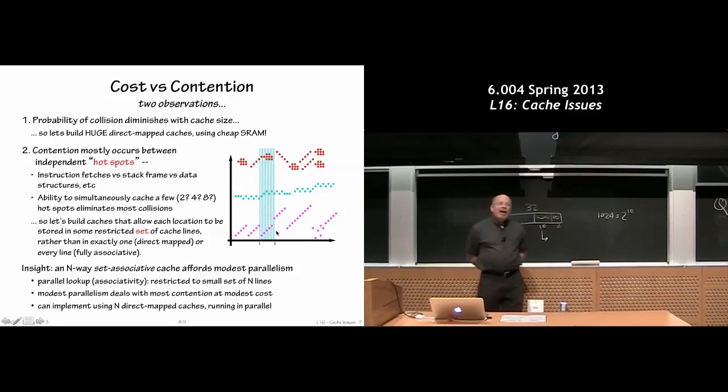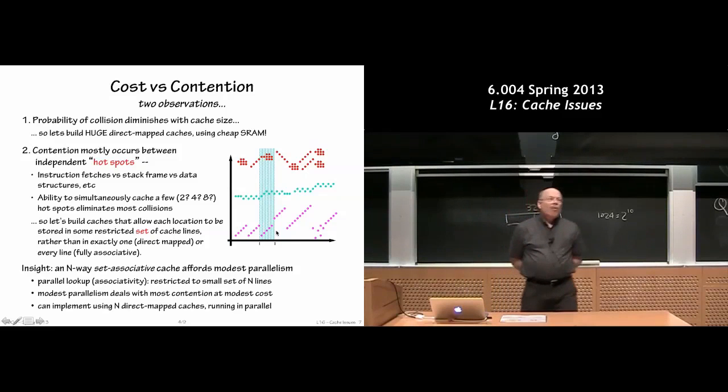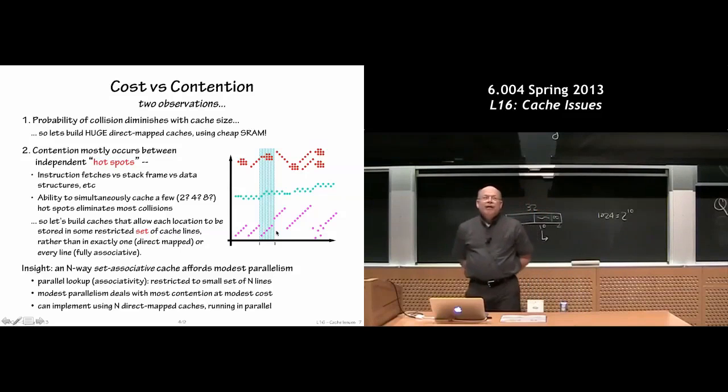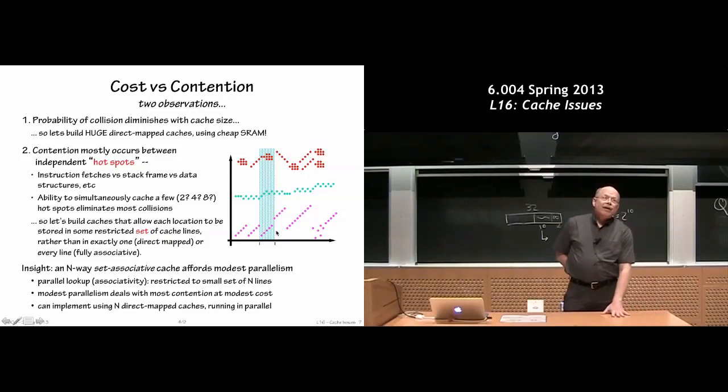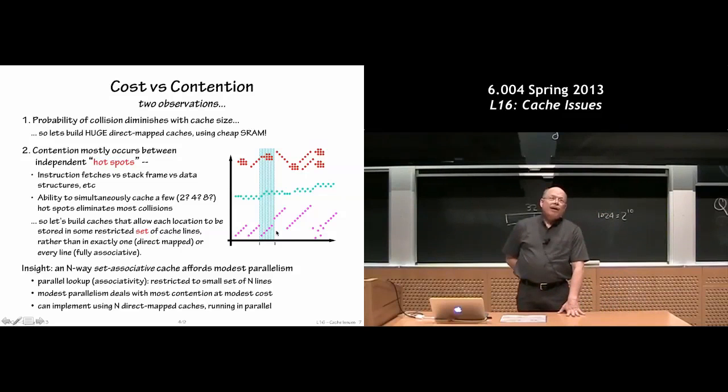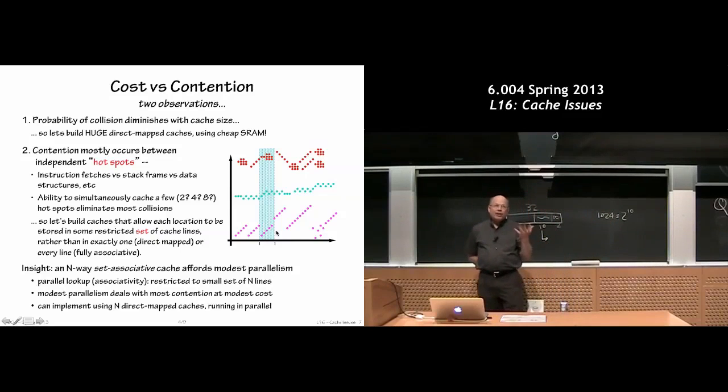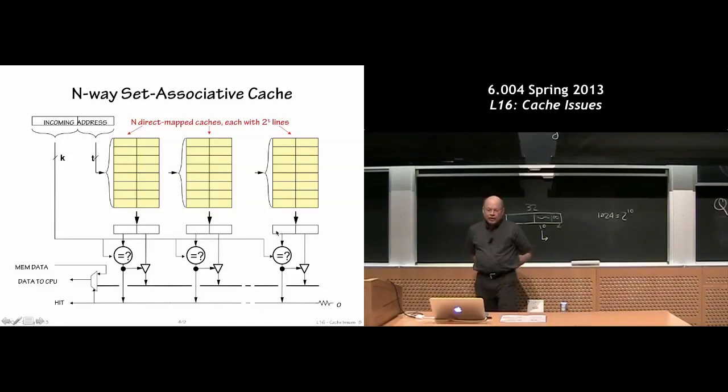Okay, instead of having a single direct map cache, we like the direct map cache because it's simple. What we're going to do is make a collection of n direct map caches. So instead of having a single location at which a particular address can be cached, we're going to have a set of locations. One element of the set comes from each of the n caches. So these things are called n-way set associative caches. Okay, so they look like this.